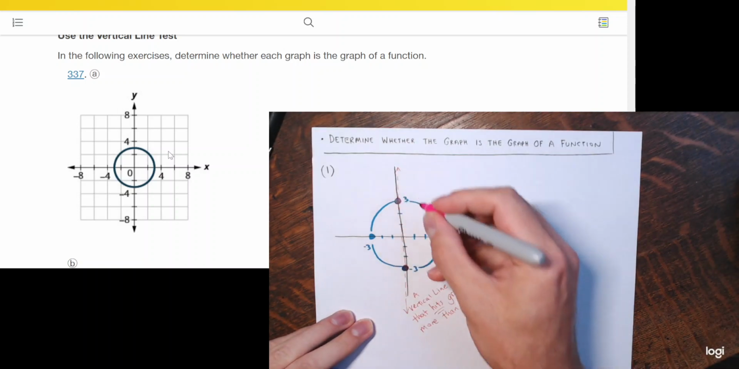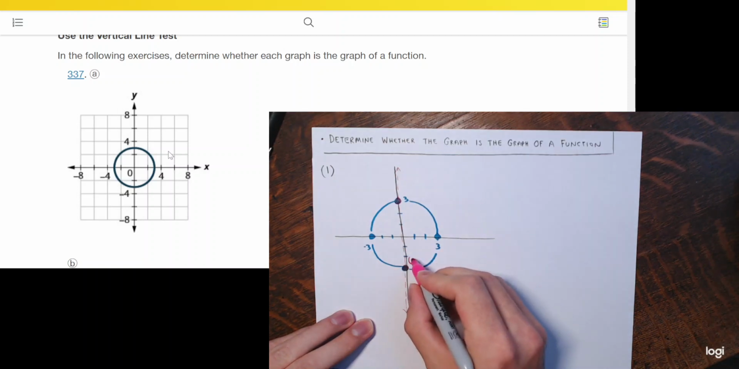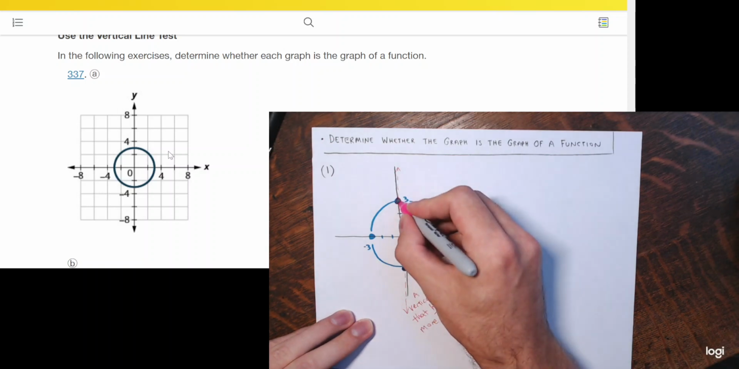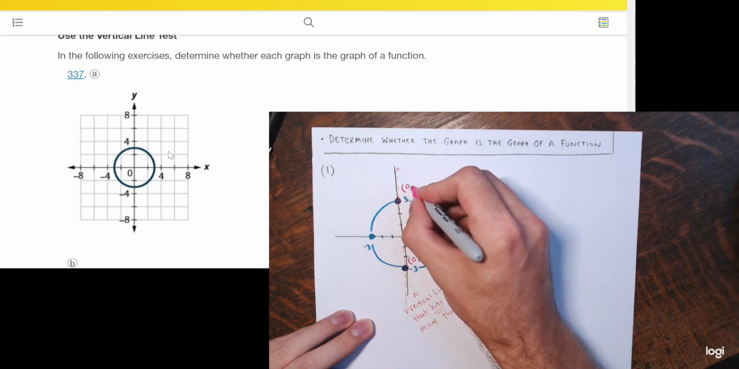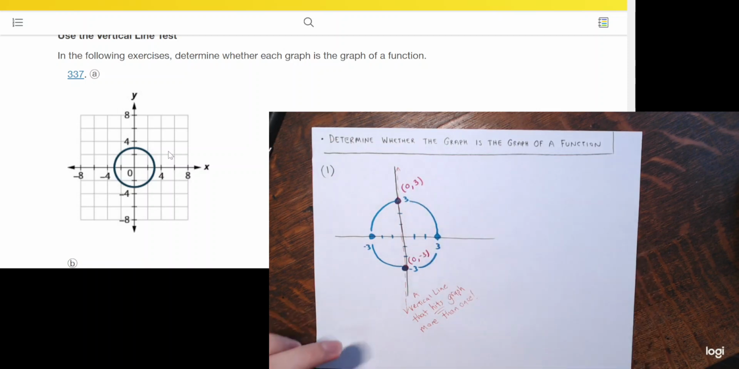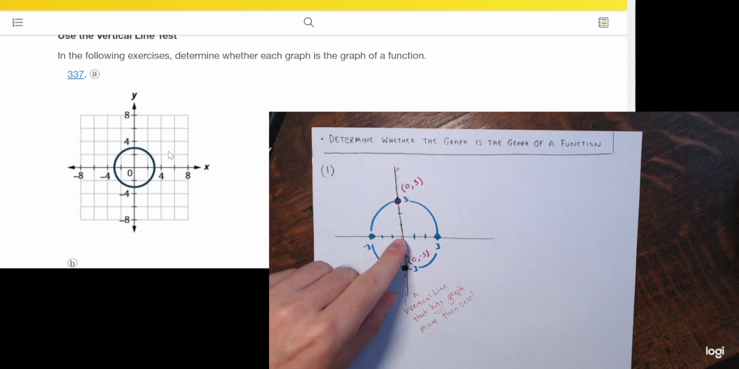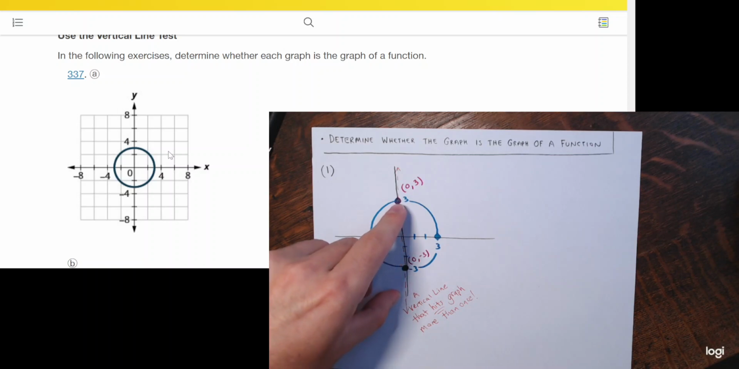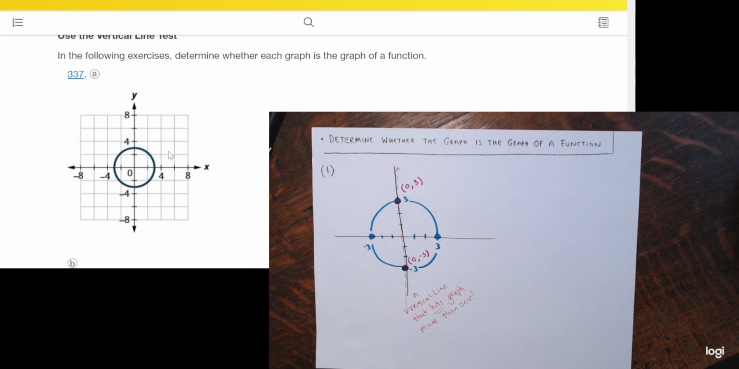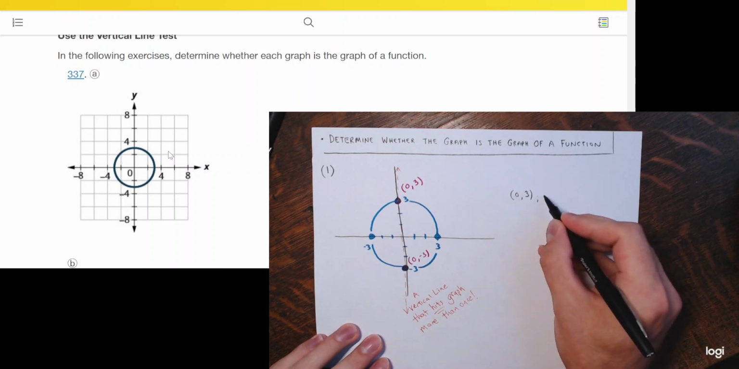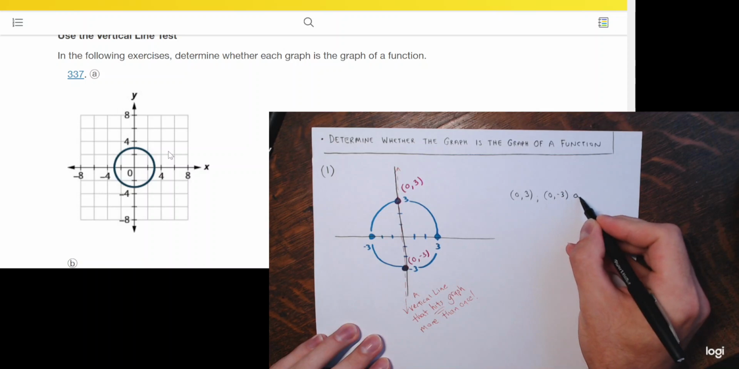Now those ordered pairs: this is the ordered pair 0 for x, -3 for y. This point up here is the ordered pair 0 for x, +3 for y. Hopefully you can see that if a vertical line hits a graph more than once, that means there is an x value that is assigned to more than one y value, and that does not satisfy the definition of a function. We have 0, 3 and 0, -3 in this relation.